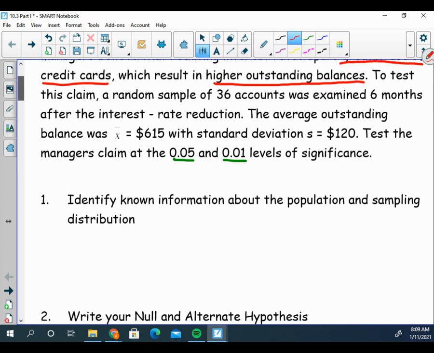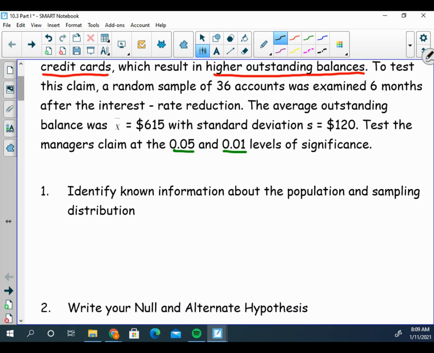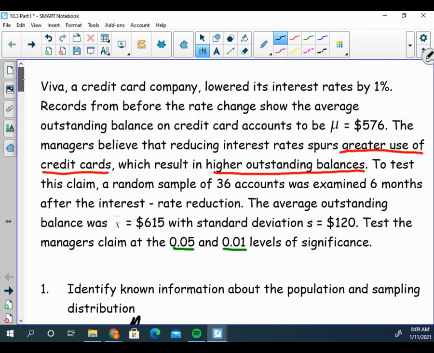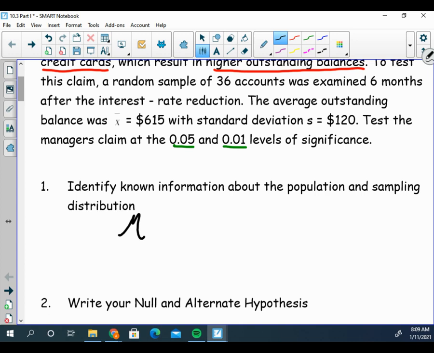So again, we're going to solve this kind of like normal. Again, it'll be a review, get your brain back into 10.2 mode. So what we're going to do is start with the known information. Population mean, 576. Again, if you want to go ahead on your own and solve this, we're going to hypothesis test it just like normal. So feel free to do that. Sample mean is 615. Standard deviation, S equals 120.